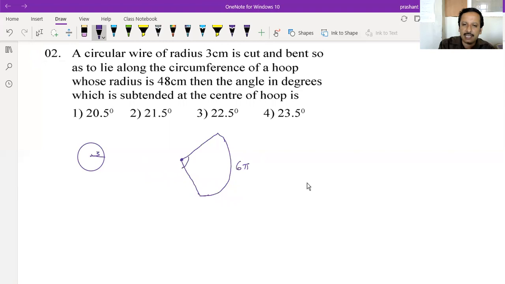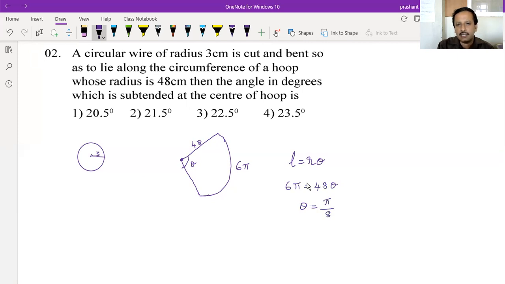This angle is theta. This radius is 48 centimeter. They have already given. So this length will be arc length L. This R is 48 centimeter. Angle is theta. So you know the formula: L is equal to R theta. In this case, L is 6 pi, the arc length, R radius is 48. Theta we have to find out. 6 pi by 48, which is equal to pi by 8.